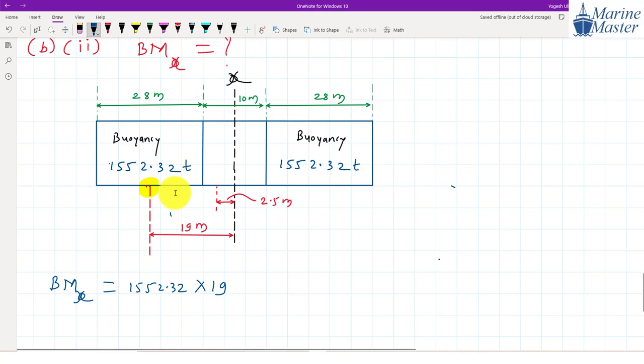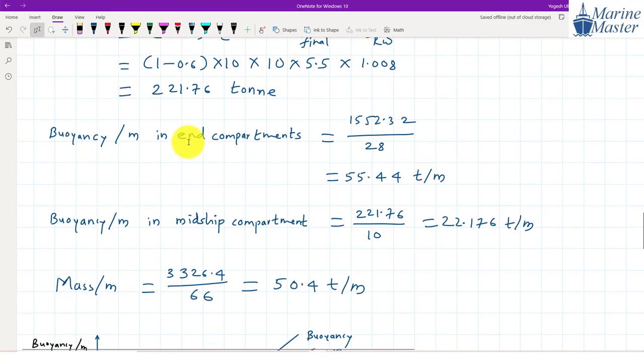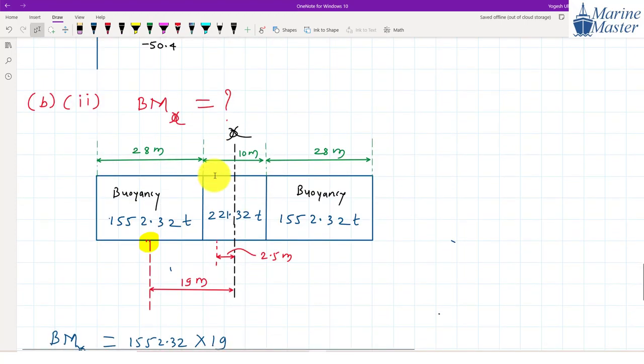Then here guys, in the midship compartment, how much buoyancy force do we have? Everyone? 221.32, right guys? Check it. In the midship compartment, how much buoyancy force do we have guys? One minute guys. 221.76 guys, so my mistake. 221.76, so that is the buoyancy in the midship compartment, the entire buoyancy.